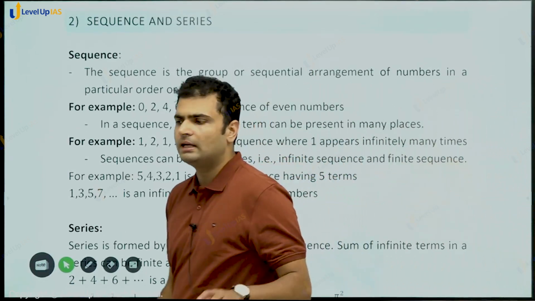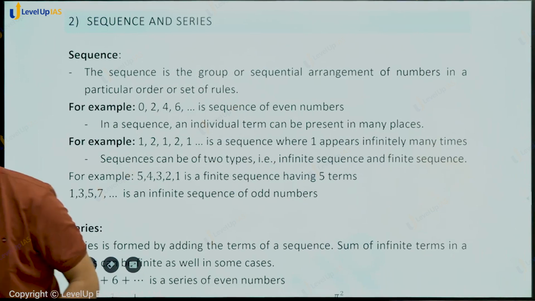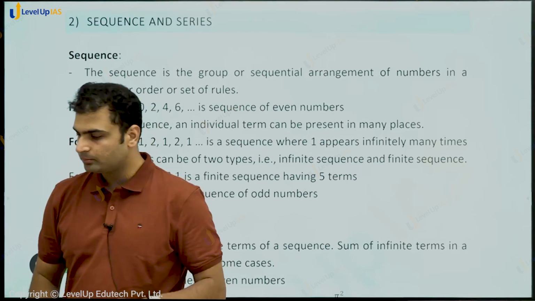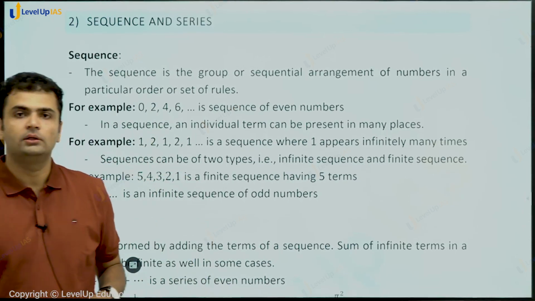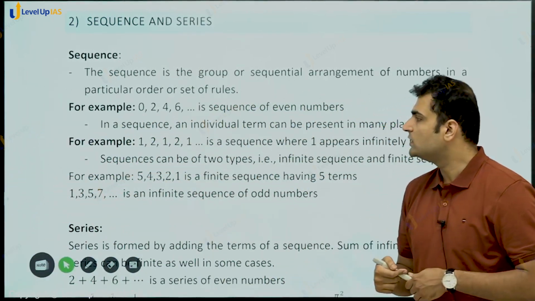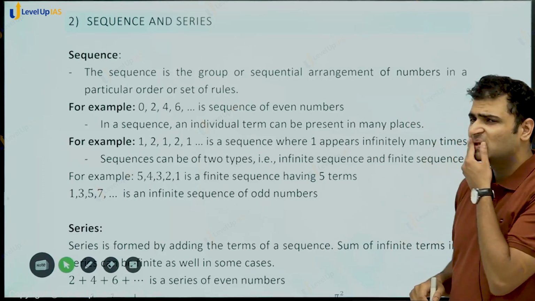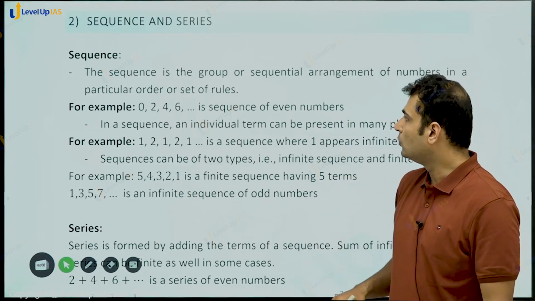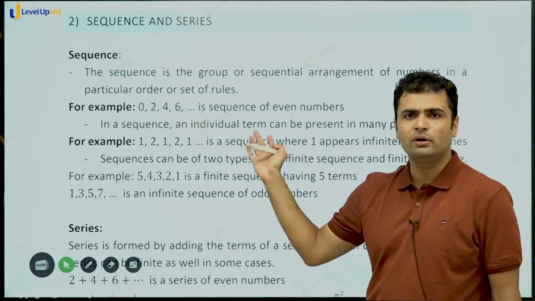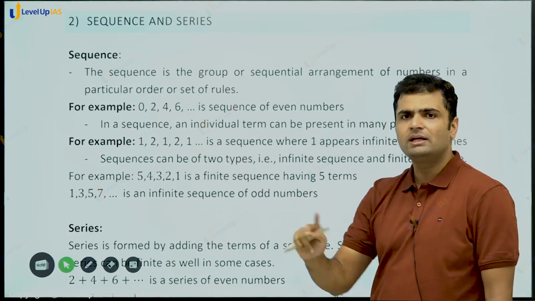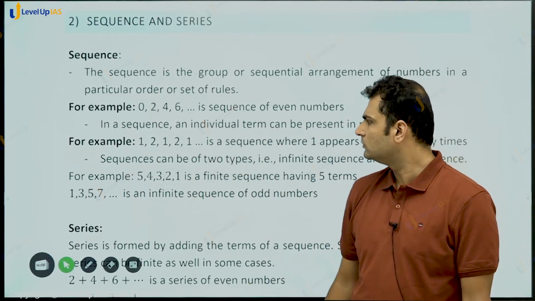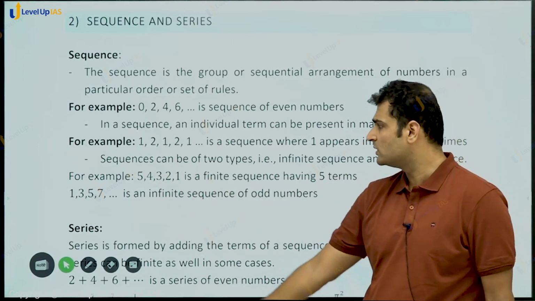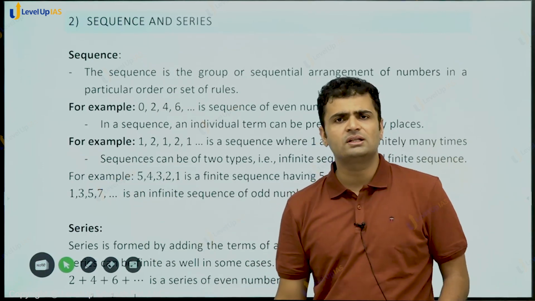Next thing, I think this is the last section of this chapter, which is the most important chapter of our syllabus. It is this sequence and series. Basically, what is sequence? Sequence is a group of numbers following some underlying mathematical rule. So 0, 2, 4, 6, 8, this is sequence of even numbers. 1, 2, 1, 2, 1, 2, 1, 2 is alternate sequence of 1 and 2. So we can have finite sequences as well as infinite sequences. This is 5, 4, 3, 2, 1 is a finite sequence. 1, 3, 5, 7 मतलब odd number का sequence is an infinite sequence.